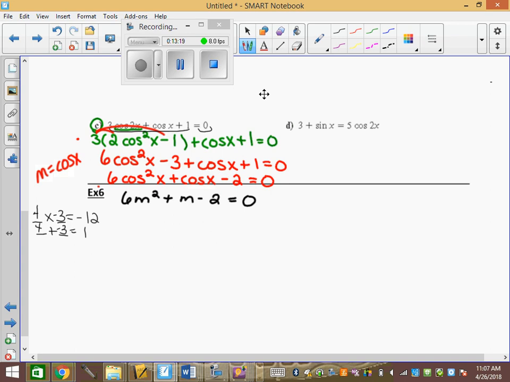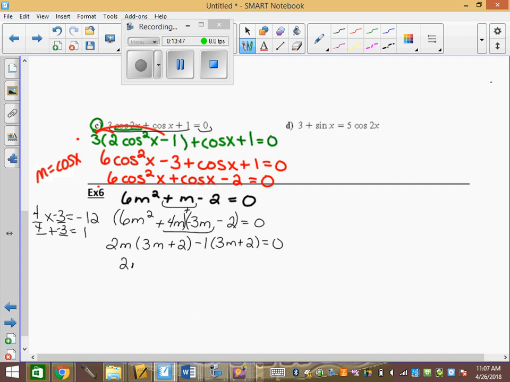So decomp, we keep our first term. We replace our middle term with positive 4m minus 3m because that is 1m. We're just replacing, right? Minus 2 equals 0. Group. I'll put the sign in between. I can take a 2 and an m out. I'm left with 3m plus 2. Take out a negative 1 and I'm left with 3m plus 2. So I get 2m minus 1 and 3m plus 2 equals 0. Very different than m plus 4, m minus 3.